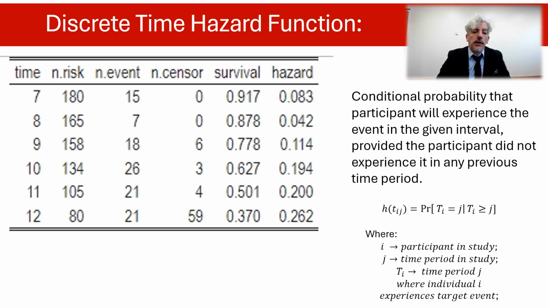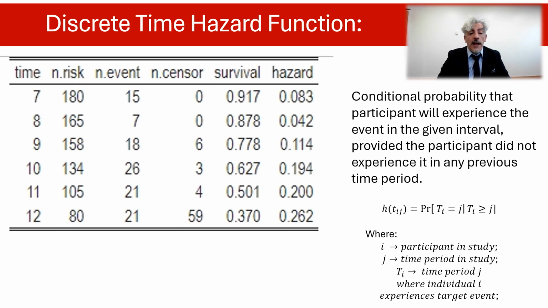The column labeled hazard here reports the hazard function. The hazard function is defined as the conditional probability that an individual will experience the event during a specific time interval, provided, this is the conditional bit, provided that the participant did not experience the event in previous time intervals. So here I have reported a formal definition of the hazard function.